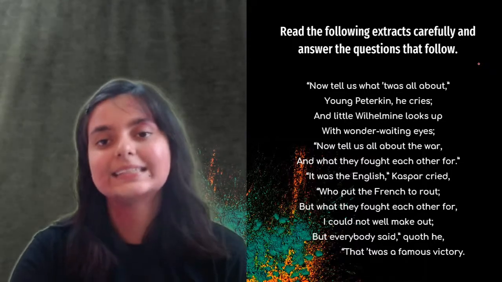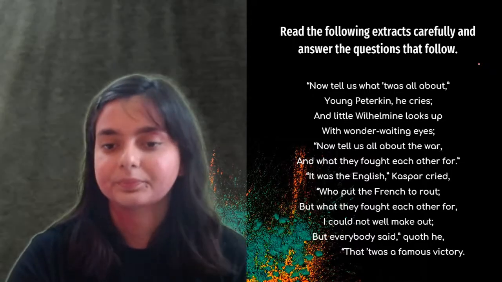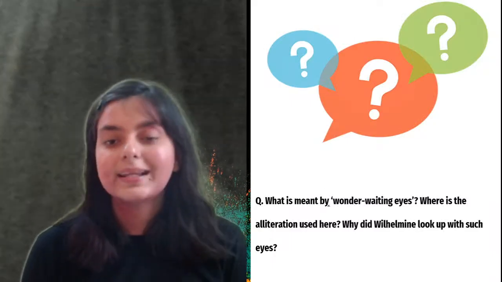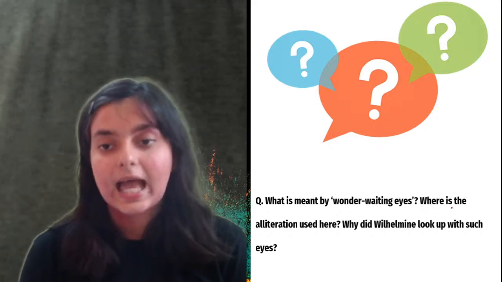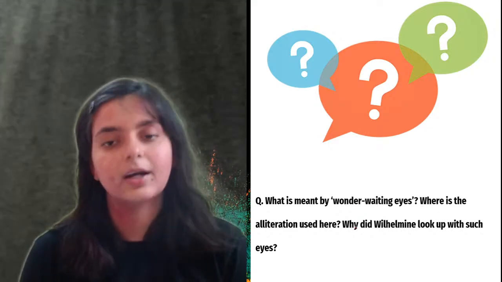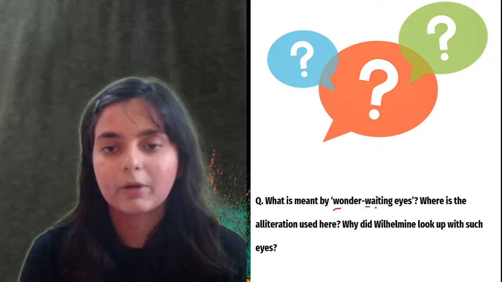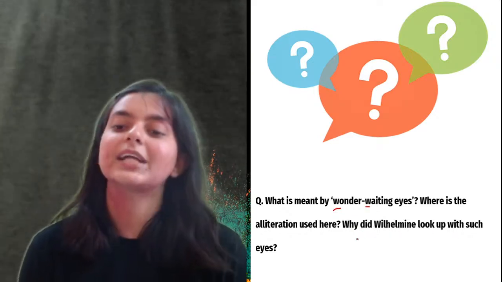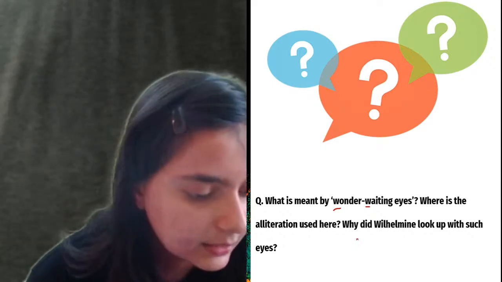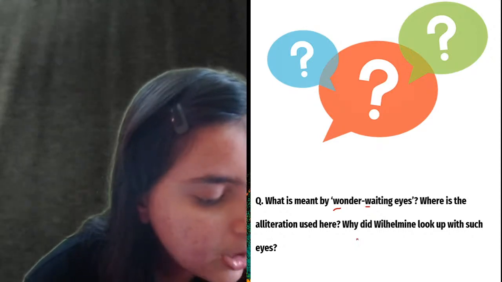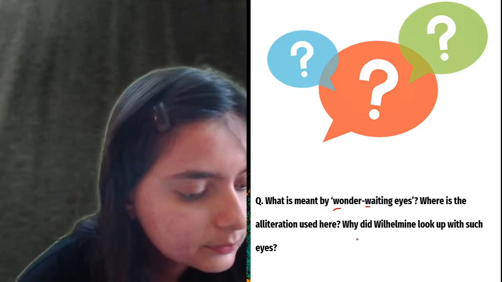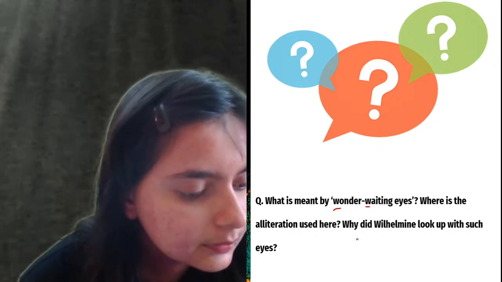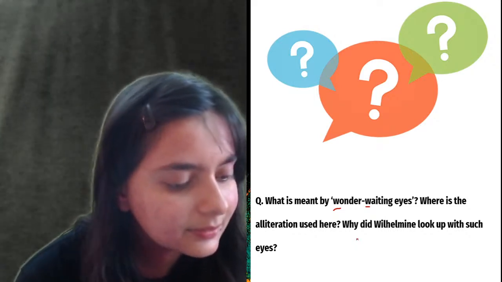Last question, guys. This is the extract. What is meant by wonder waiting eyes? Where is the alliteration used here? You know this already. I have talked about the alliteration. Why did Wilhelmine look up with such eyes? Please give me the answer. Come on, guys.